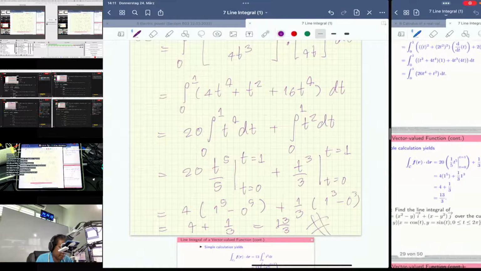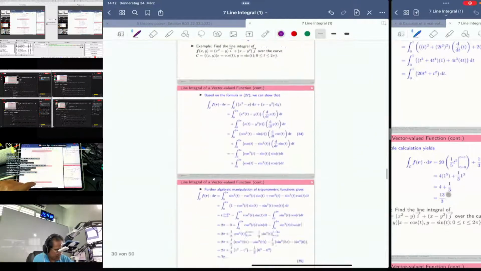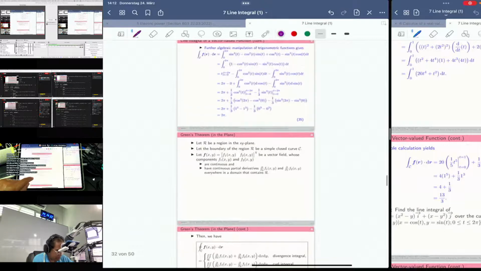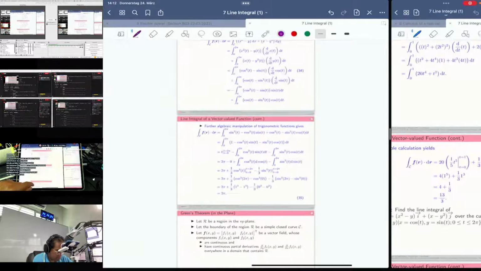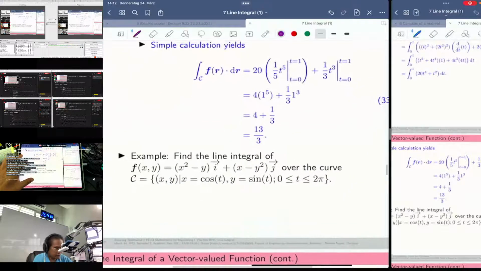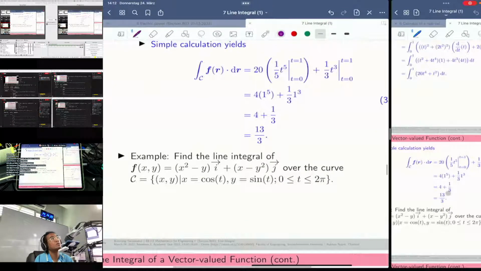13 by 3. All right, this term is correct. Okay, now we arrive at the next example. This term, this example. All right. If you have any problem, just let me know.